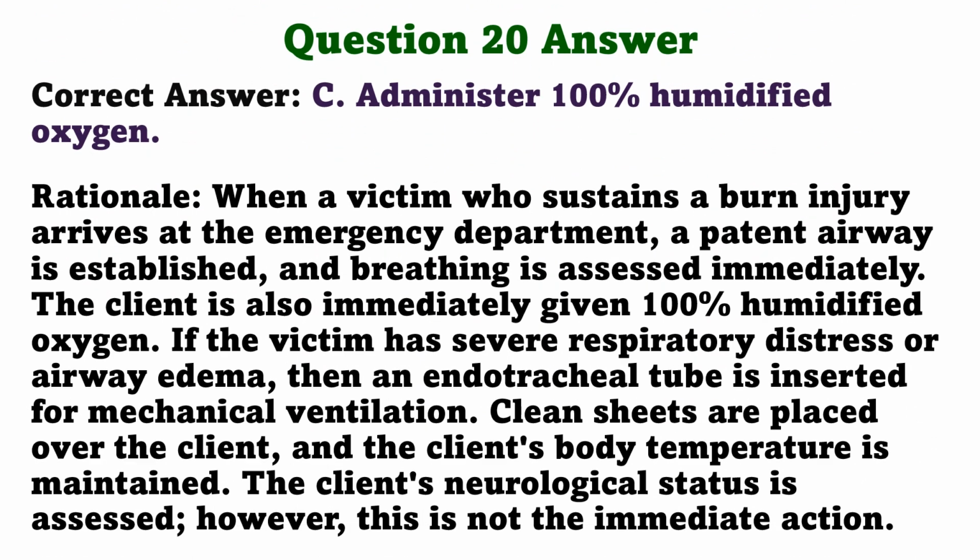The correct answer is C. Administer 100% humidified oxygen. Rationale: when a victim who sustains a burn injury arrives at the emergency department, a patent airway is established and breathing is assessed immediately. The client is also immediately given 100% humidified oxygen. If the victim has severe respiratory distress or airway edema, then an endotracheal tube is inserted for mechanical ventilation. Clean sheets are placed over the client and the client's body temperature is maintained. The client's neurological status is assessed, however, this is not the immediate action.